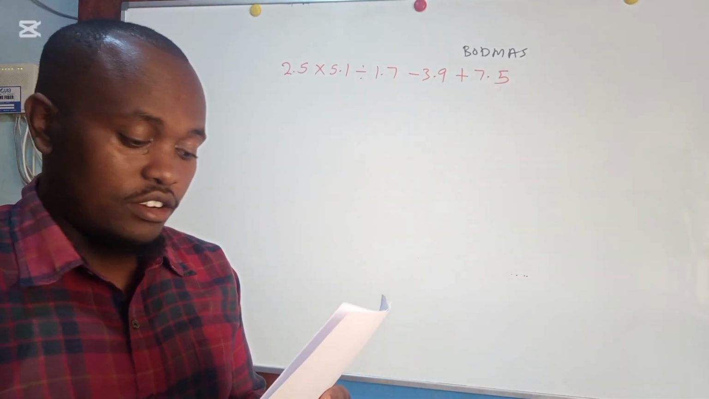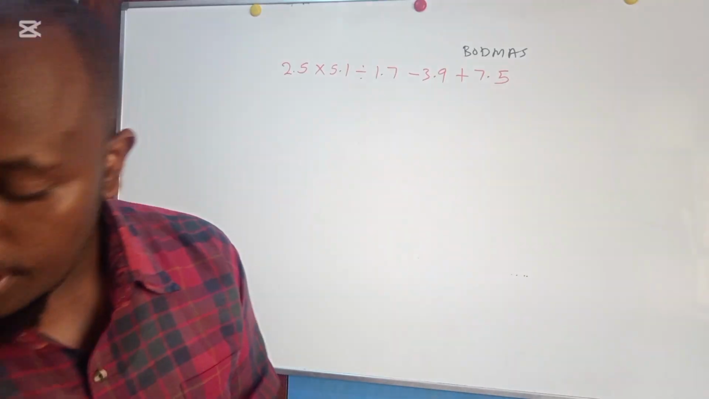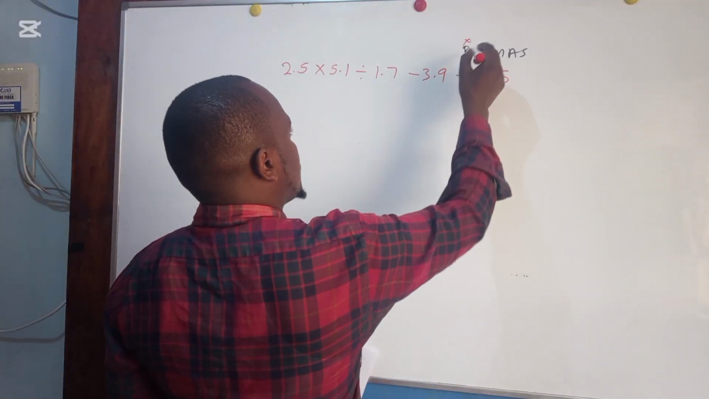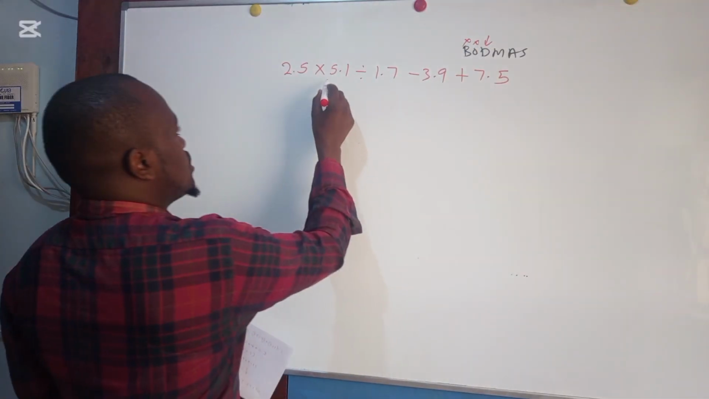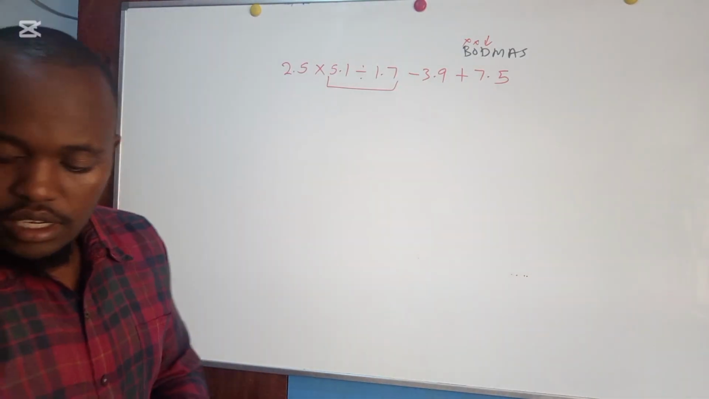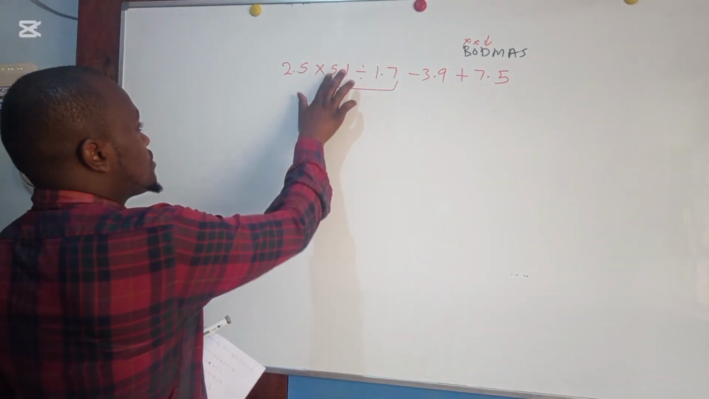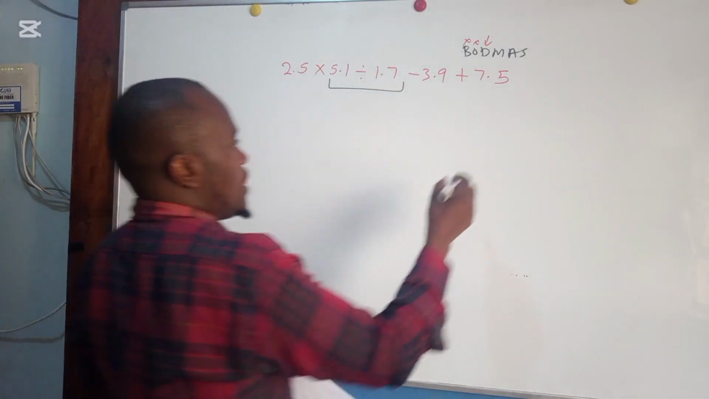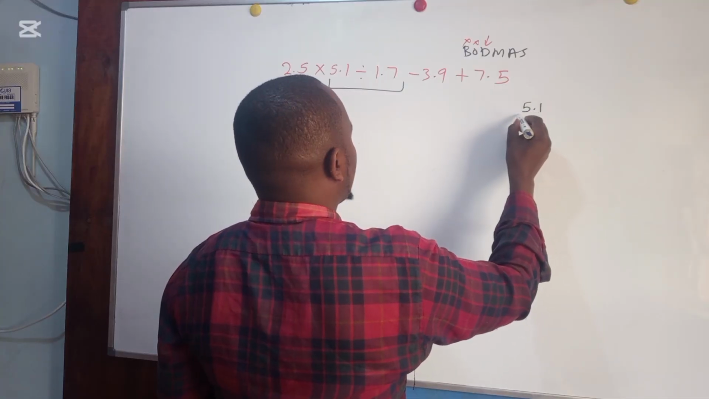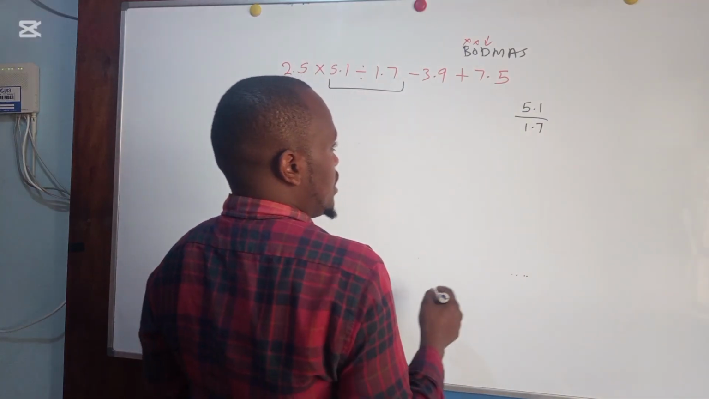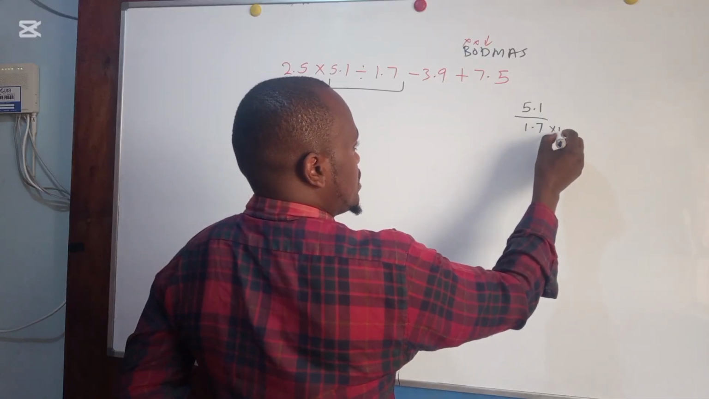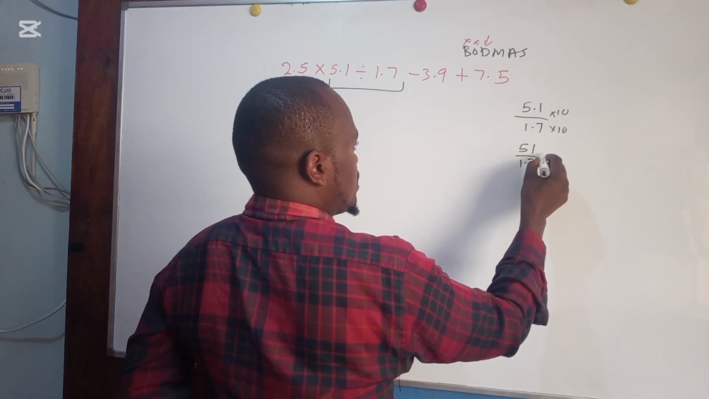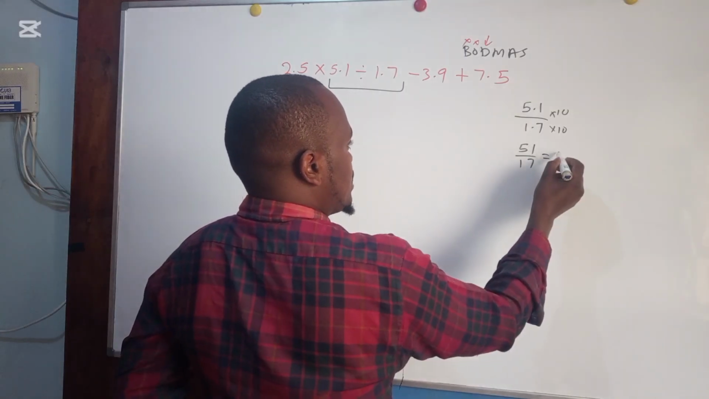So first, let us do it without converting this into fractions. Are there brackets? No. Of? No. We have division, so we solve this part. What is 5.1 divided by 1.7? If you are given this, you can multiply by 10 both sides, so that you have 51 over 17. The answer is 3. 51 divided by 17 is 3.